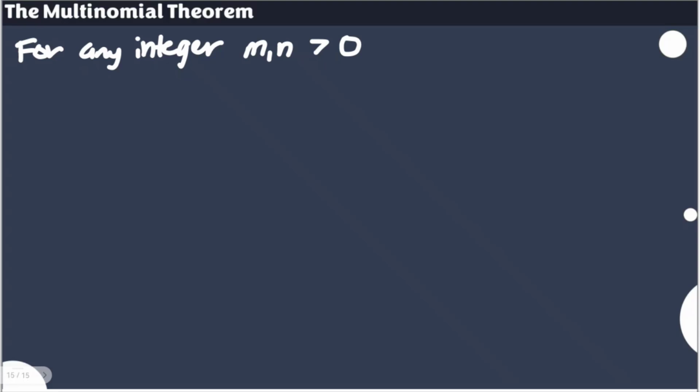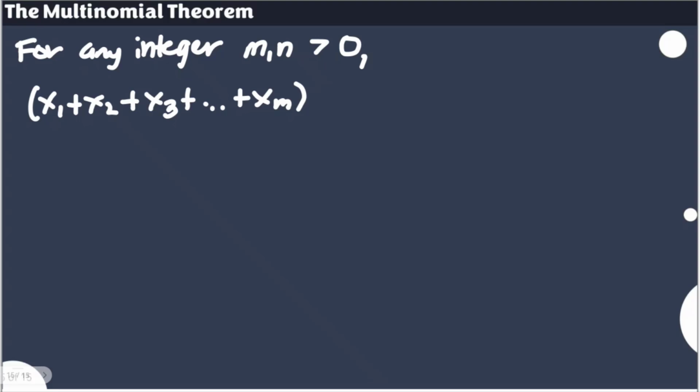So for the multinomial theorem, it works like this: for any integer m and n greater than 0. So strictly m and n greater than 0. And if we have a multinomial expression x sub 1 plus x sub 2, since it's multinomial, we could have more than 3 terms. So we have x sub 3 plus dot dot dot until x sub m, where m stands for the number of terms in that expression and n is your exponent.